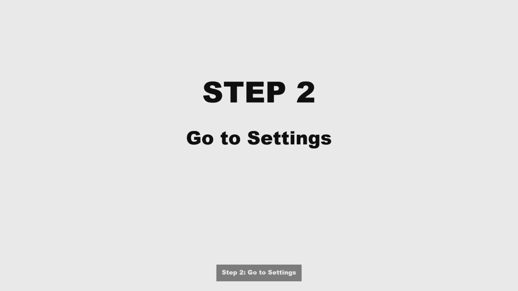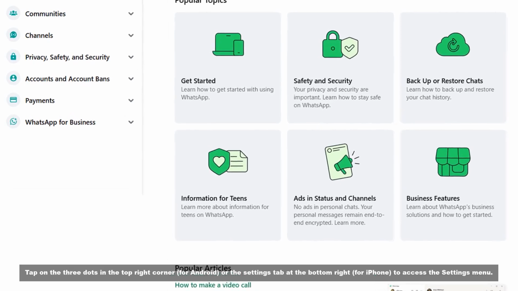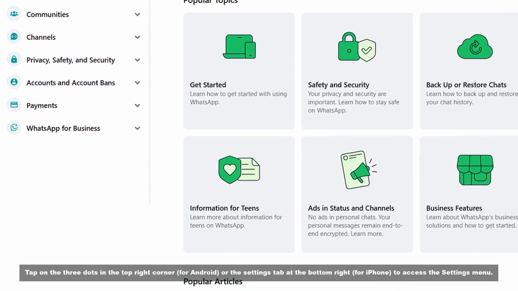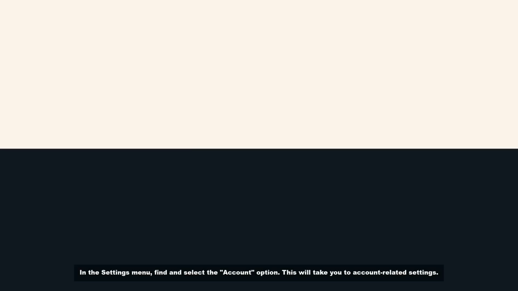Step 2. Go to Settings. Tap on the three dots in the top right corner for Android or the Settings tab at the bottom right for iPhone to access the Settings menu. Step 3. Select Account. In the Settings menu, find and select the Account option. This will take you to account-related settings.